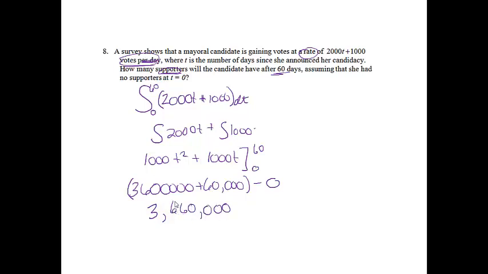So if I add those two together, I'll have 3,660,000 votes. And this said, how many supporters will she have after 60 days? One thing I just need to check, this is how many supporters she has gained. Since she didn't have any supporters at time equals 0, this is how many votes or supporters she will now have. Just one comment, if it said she started with 50 supporters, then I'd have to add 50 to my answer to get my total final answer.